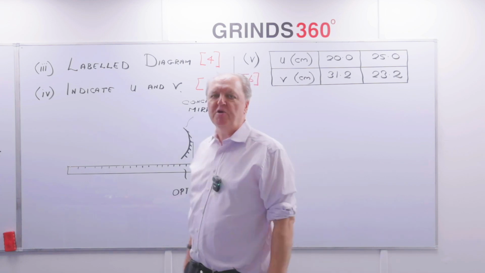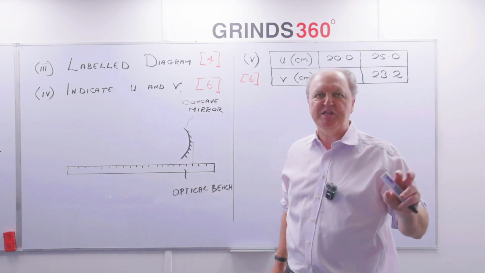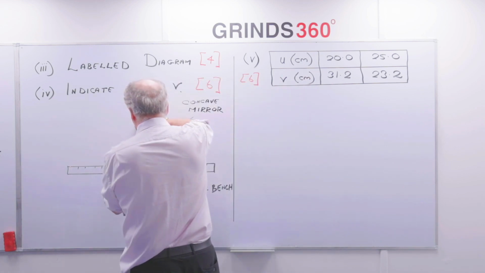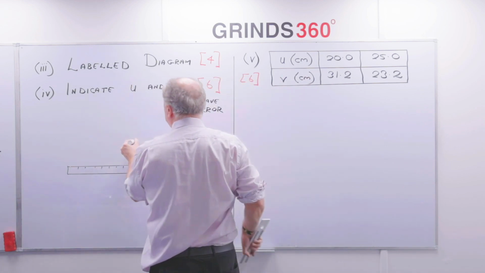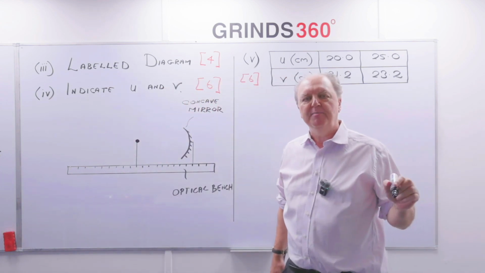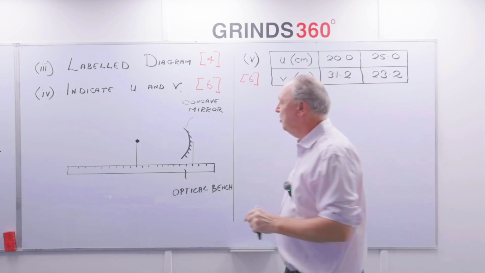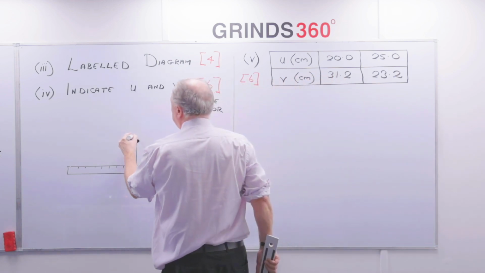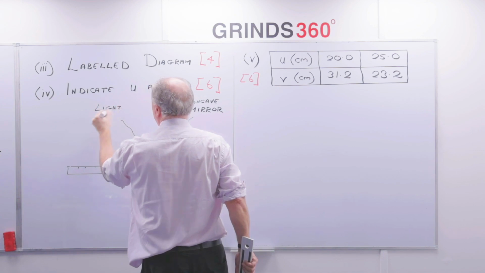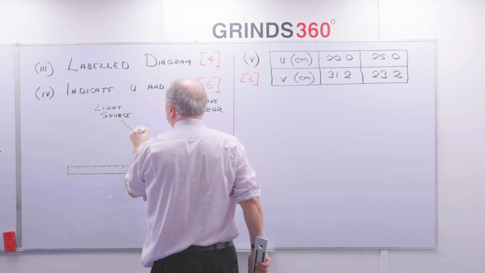I'm going to put in a light source. Like some students use ray boxes, I'm going to keep this as simple as possible. Here's my light source. It's just a tiny little bulb on a stand. And that light source will represent the object. Probably the filament inside the bulb will represent the object. So there's my light source, which will be my object O.